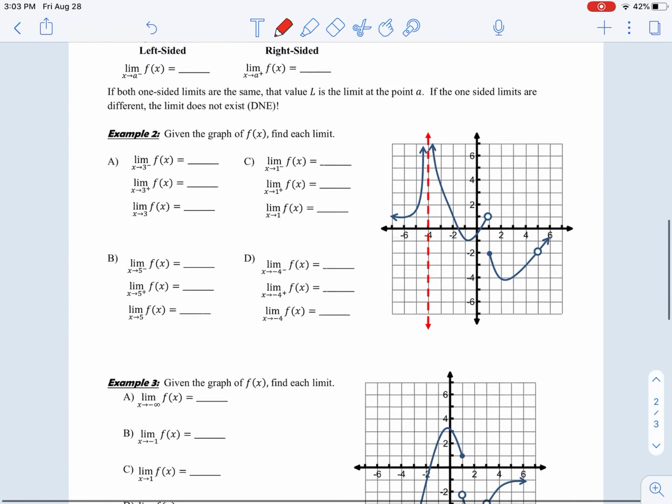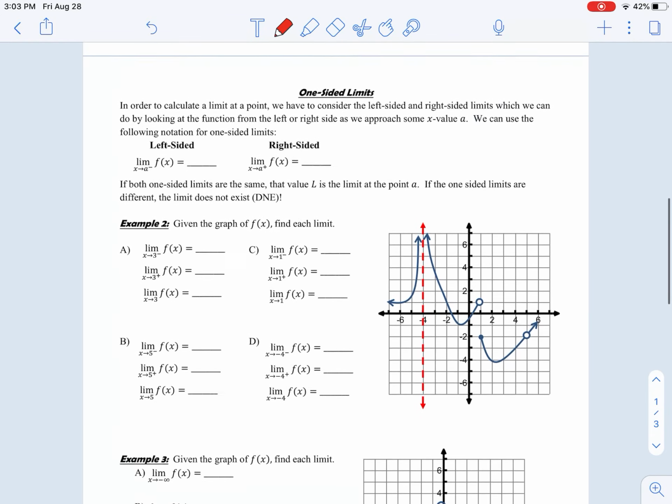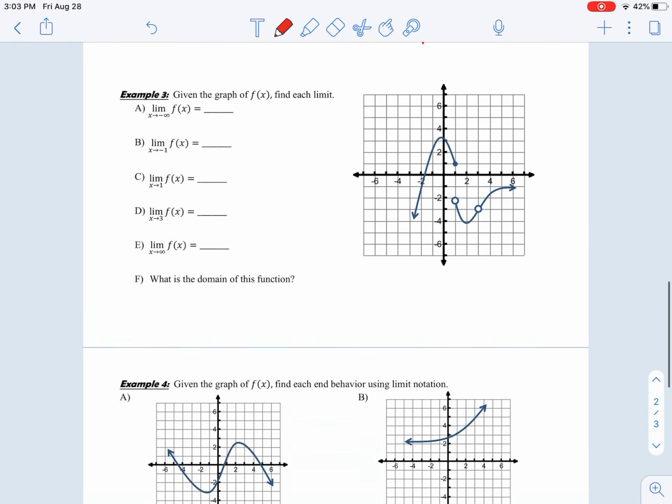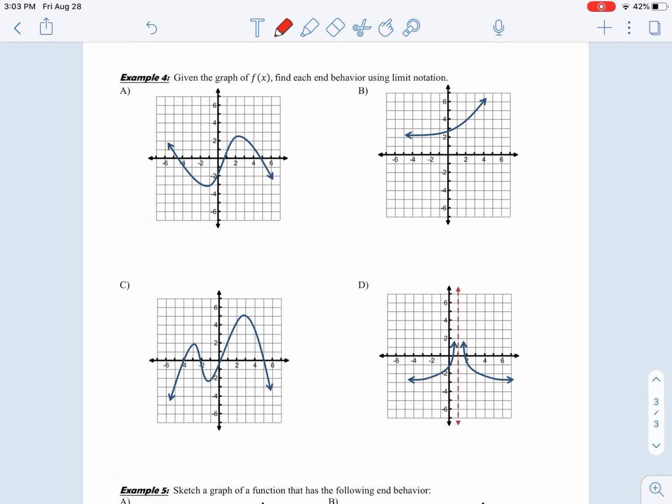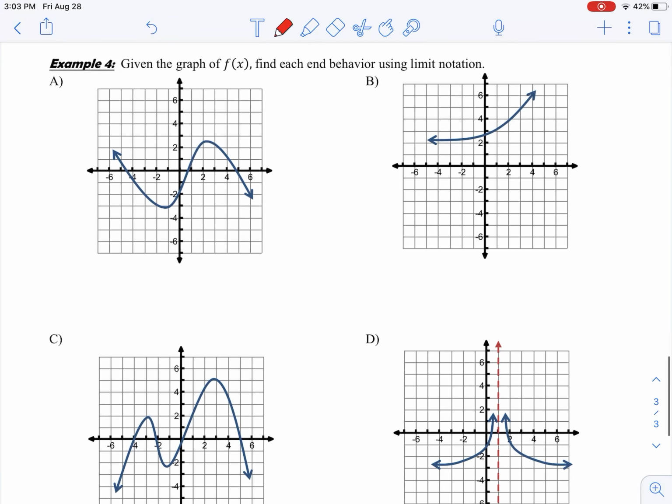So if you look, we next discuss one-sided limits and then finding the limits basically anywhere in a graph. We end this with, given the graph of f of x, find each end behavior using limit notation. So I'd actually like to move to example 4 right away because I just explained what it is, okay? So you've got to really get into the practice of writing it correctly. This says, given the graph of f of x, find each end behavior using limit notation. So you are writing in limit notation.